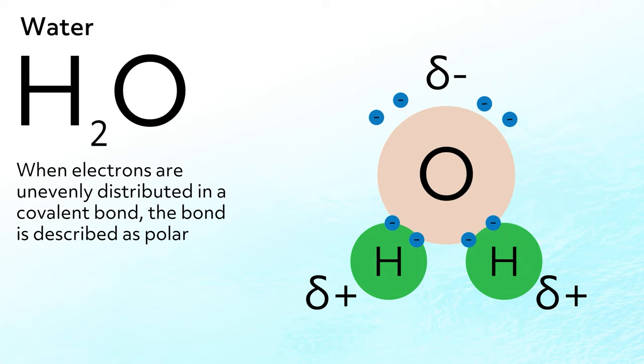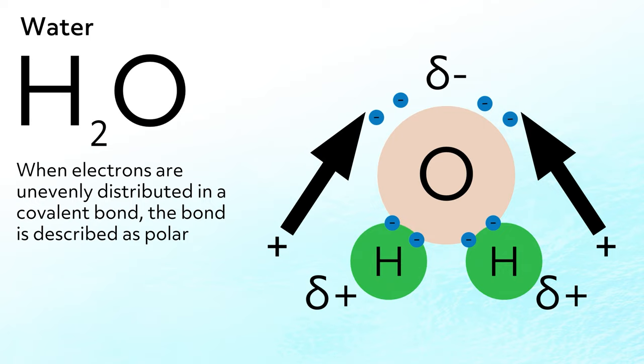When electrons are unevenly distributed in a covalent bond like this, the bond is described as polar. This is represented by an arrow pointing to the partial negative of the bond with a plus sign at the partial positive end. You'll also hear this called a bond dipole.